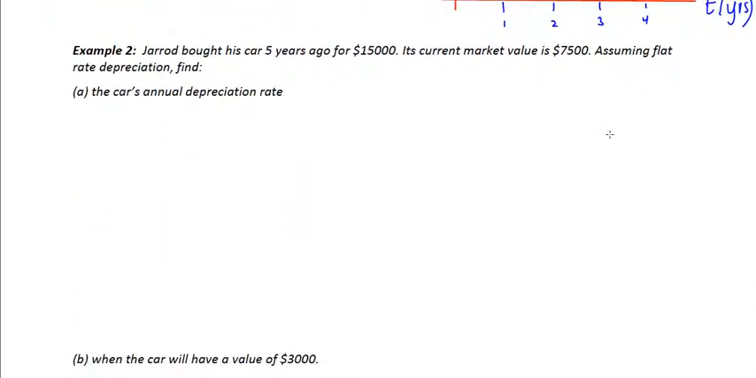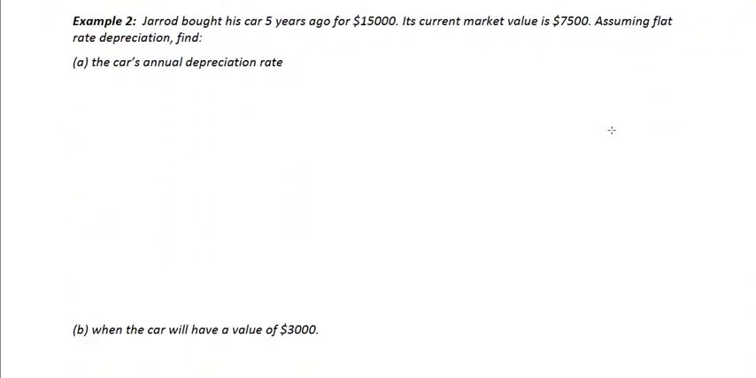Let's have a look at another example. What we've got here is Jared buying a car 5 years ago. So there's our time. Time is 5 years. He bought it for $15,000. So there's our P. And it's got current market value. So at the moment, the book value, it's $7,500.